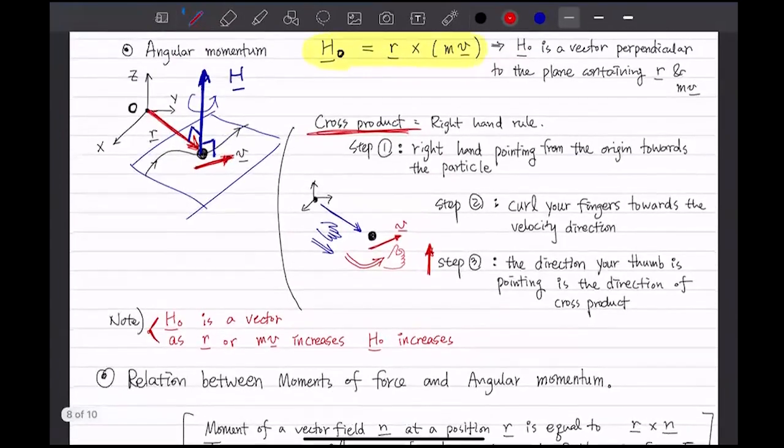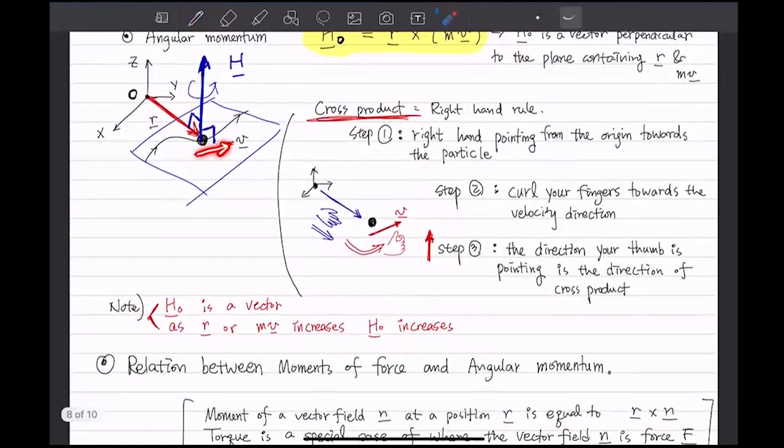Okay, so if there's a particle, if I just copy this, or say here's a particle here, and it has the same velocity like that, then the angular momentum for this particle is going to be smaller than the particle here, because the r vector is going to be smaller compared to the previous case. So now this angular momentum is not only depending on the velocity itself, but it's going to be dependent on the r vector as well.